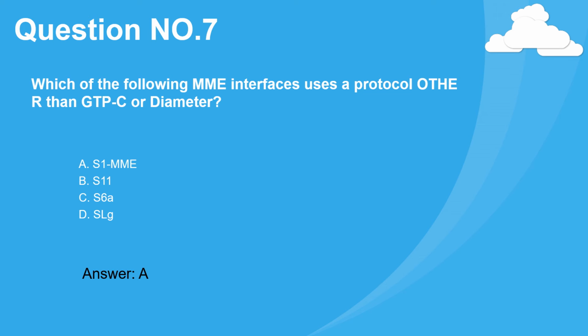Question number 7. Which of the following MME interfaces uses a protocol other than GTP-C or Diameter? A. S1-MME, B. S11, C. S6a, D. SLg. Answer: A.